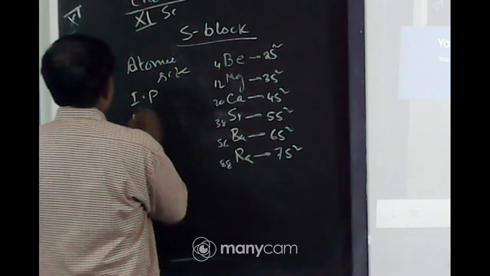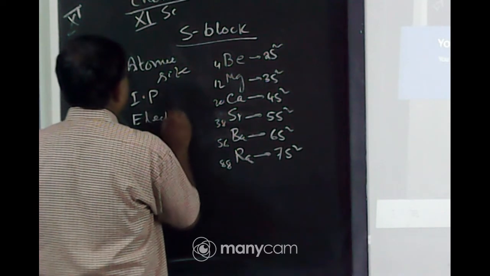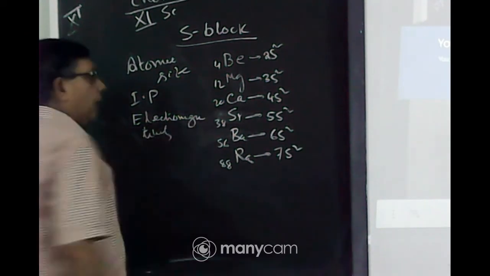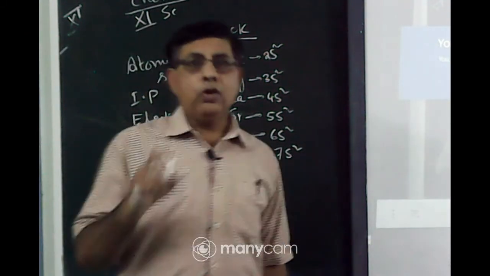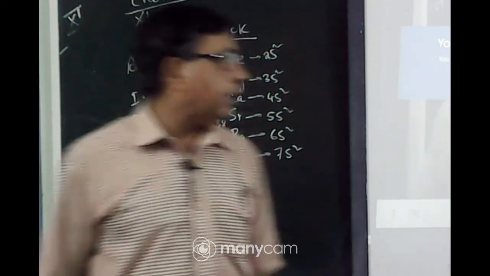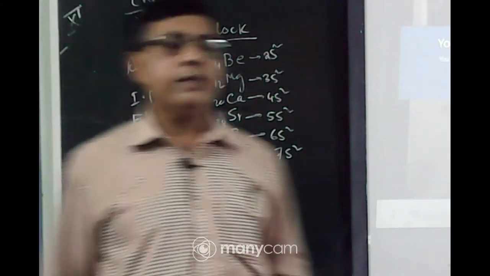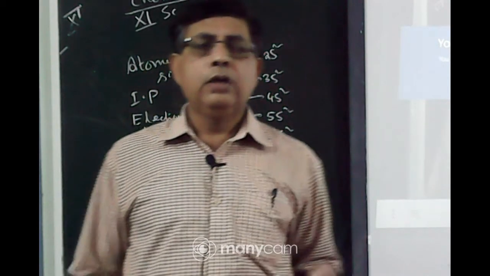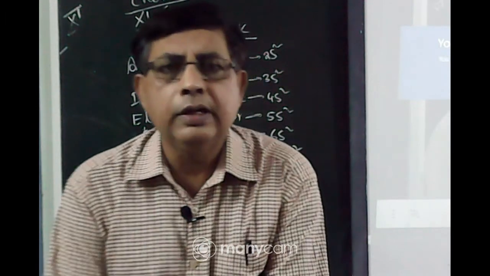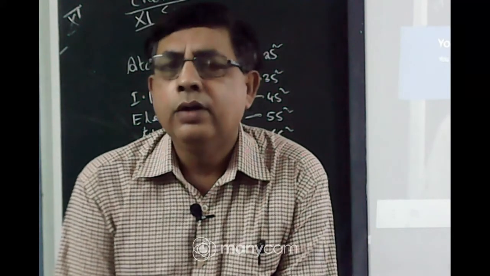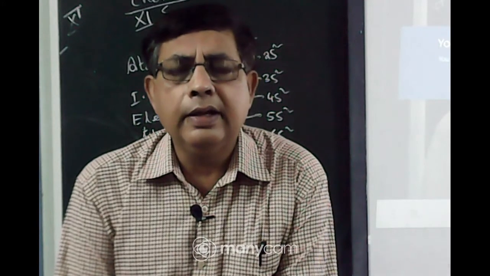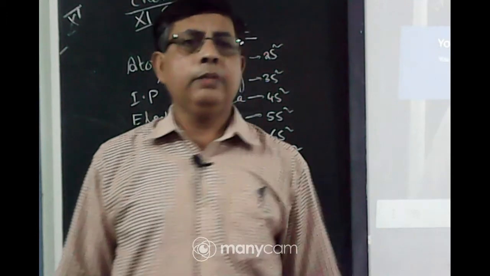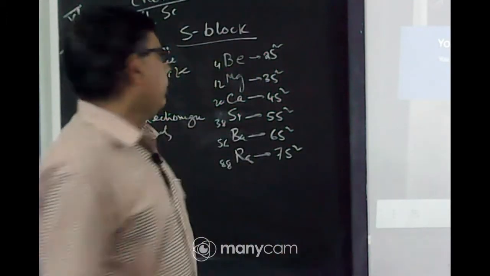The next, electronegativity. All alkaline earth metals have zero or positive electron gain enthalpy value, and they are very less electronegative elements, because they have only 2 electrons in the outermost shell. So, they have a greater tendency to lose electrons to form cations and to attain noble gas configuration. So, they are electropositive metals. Their electronegativity and electron gain enthalpy value is very low.